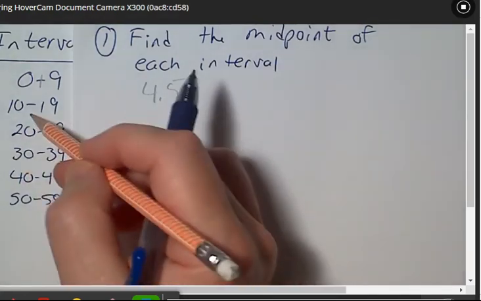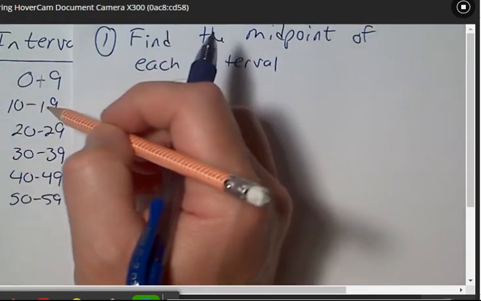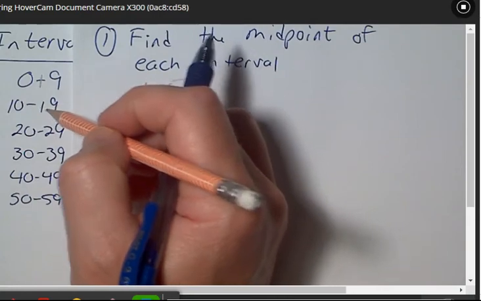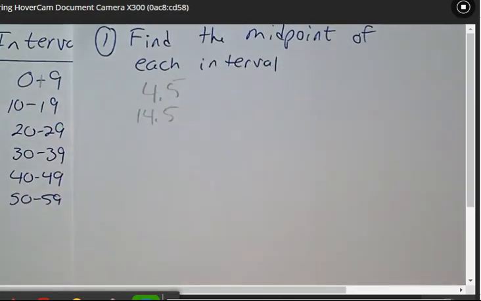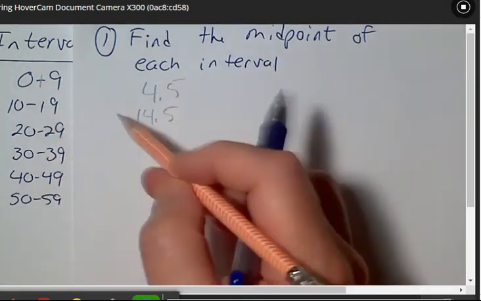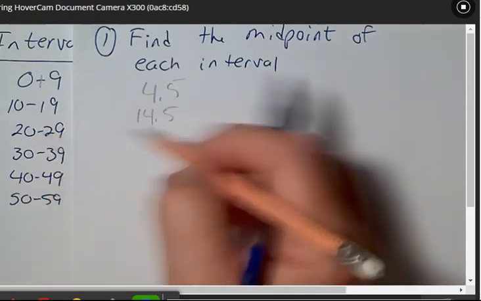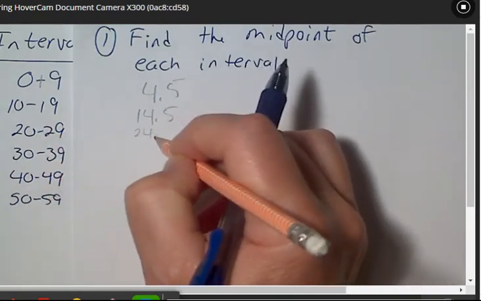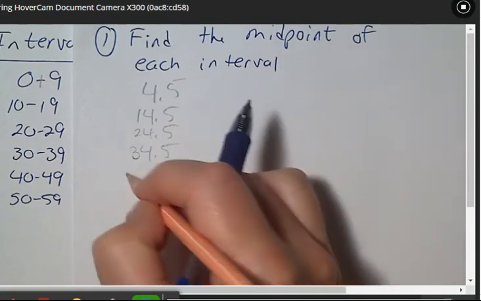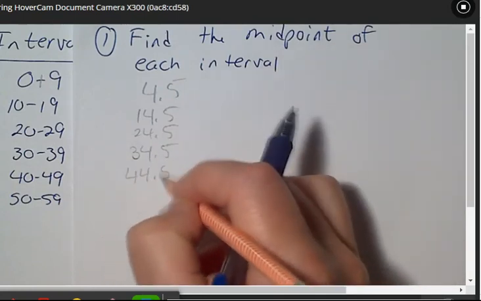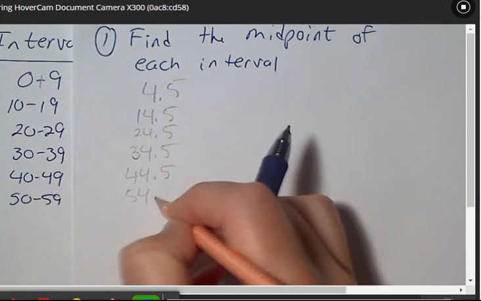Okay, do the same thing here. We're going to do 10 plus 19, which would be 29. We would divide that by 2. That's going to come out to be 14.5. And after you've done one or two of these, you go, well, okay, if the interval is the same here, that's always going to, for the most part, have that same look to it. This would be 24.5. This is going to be 34.5. This is going to be 44.5. And this is going to be 54.5.